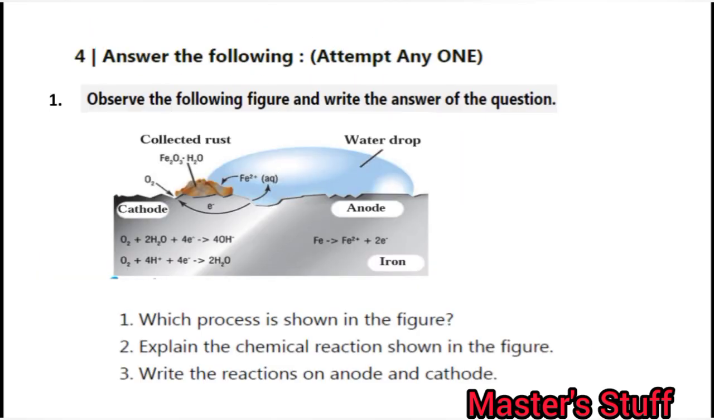Question number 4 is the last question. Answer the following and attempt any one, and marks are 5. First question, observe the following figure and write the answers of the question. Here figure is given and questions are, which process is shown in the figure? Explain the chemical reaction shown in the figure. Write the reactions on anode and cathode.